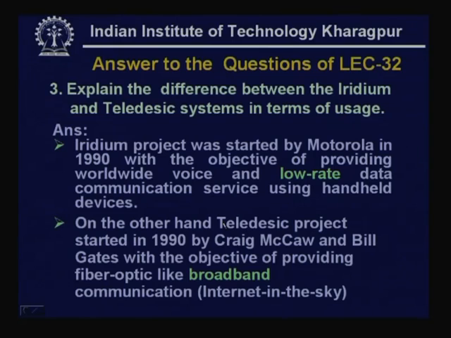Question 3 was, explain the difference between the Iridium and Teledesic systems in terms of usage. Answer is, the Iridium project was started by Motorola in 1990 with the objective of providing worldwide voice and low rate data communication service using handheld devices. On the other hand, the Teledesic project was started in 1990 by Craig McCaw and Bill Gates with the objective of providing fiber optic like broadband communication. So these are the two differences. Essentially, the Teledesic system was deployed to provide the internet in the sky.